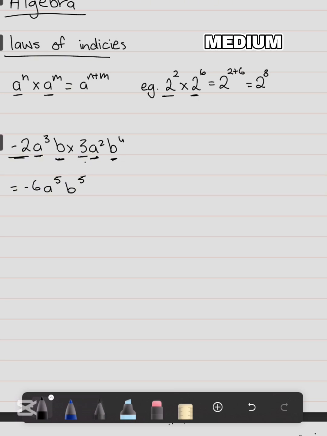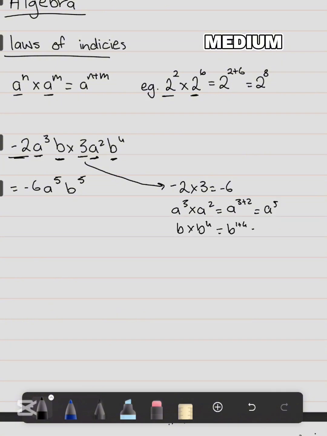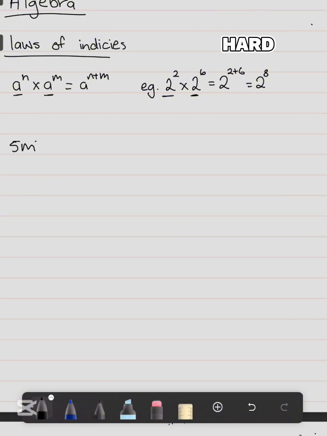But let's break it down once again. Multiplying the coefficients, minus 2 times 3, which is negative 6. Then we multiply our a's, which is a to the power of 3 times a squared, which is just a to the power of 3 plus 2, which is a to the power of 5. Then we multiply our b's, which is b to the power of 1 plus 4, which is b to the power of 5. And that's how we got minus 6 a to the power of 5, b to the power of 5.